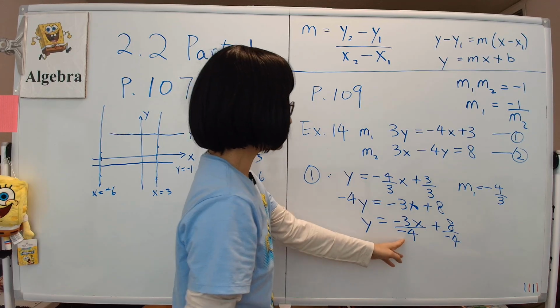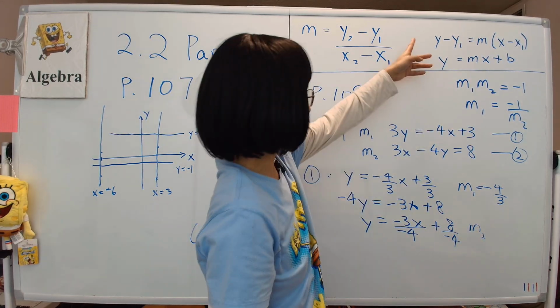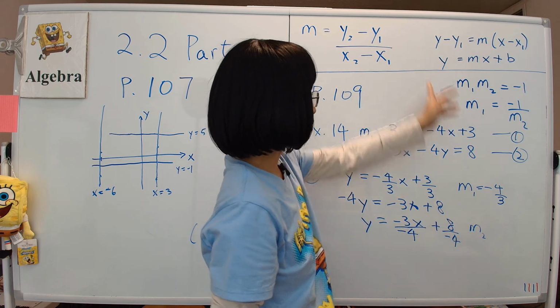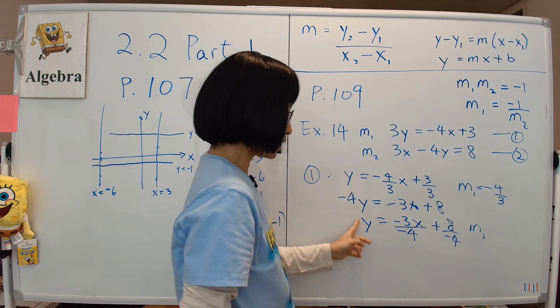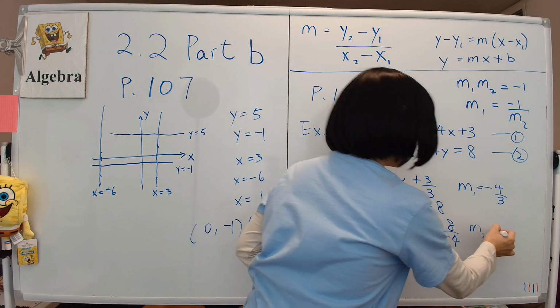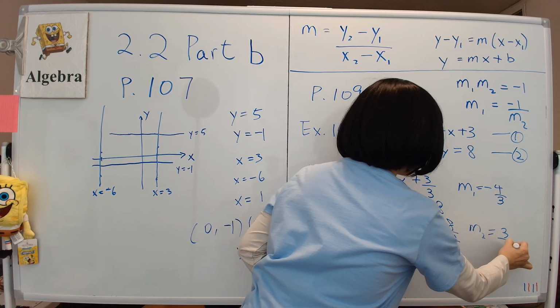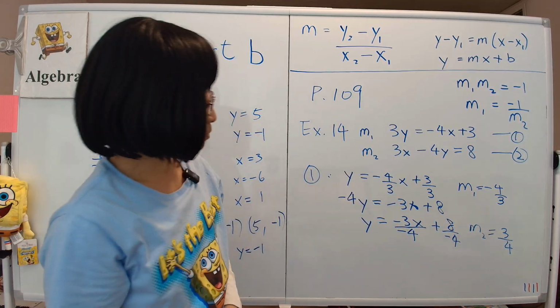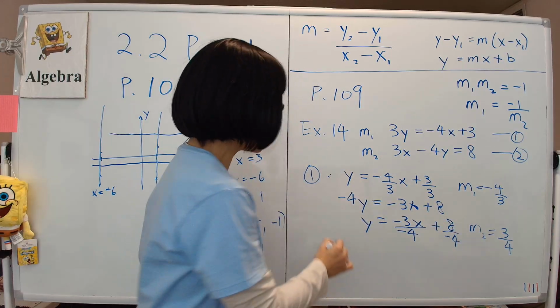Therefore, m2, the slope of this, is the number in front of x, if y has the coefficient of 1. So what is the slope? The slope will be equal to positive 3/4, 3 over 4. So that is our slope, that's m2. Now that we have m1 and m2, let's look at it.